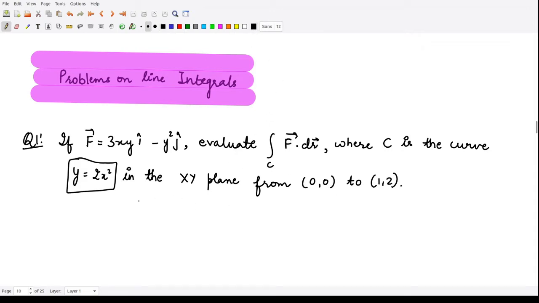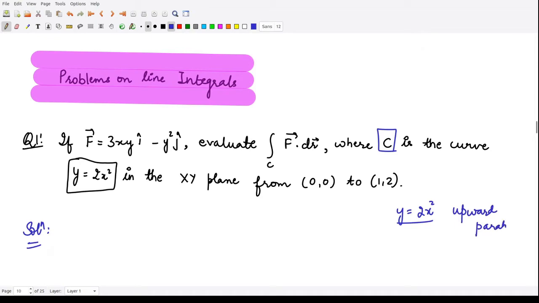For its solution, we require two things. Firstly, you should know what this curve C is. For that, we have to look at the curve y is equal to 2x square. All of you know that this is nothing but an upward parabola.